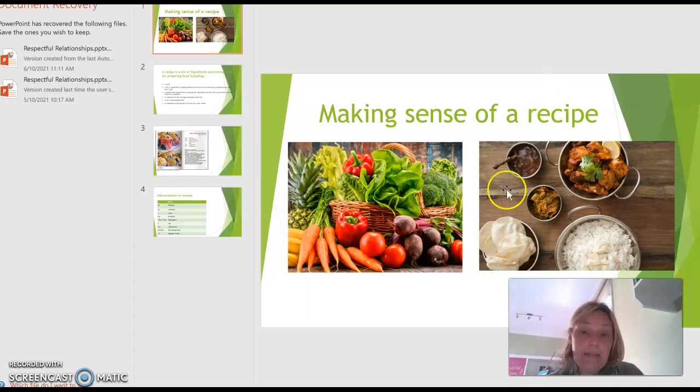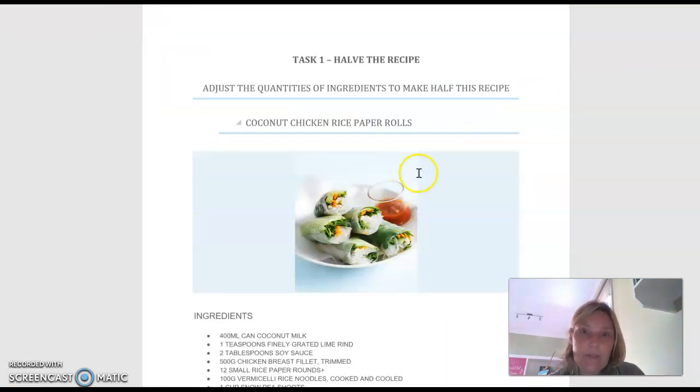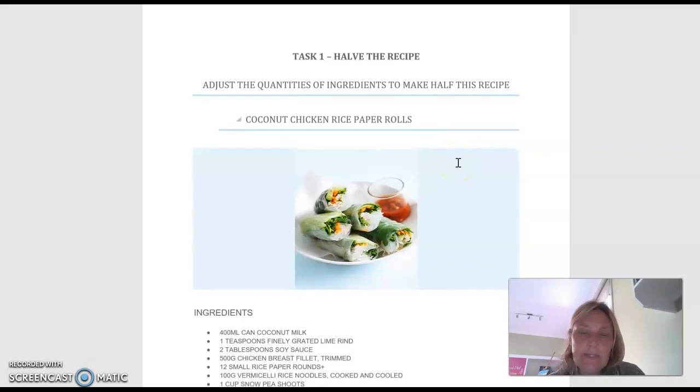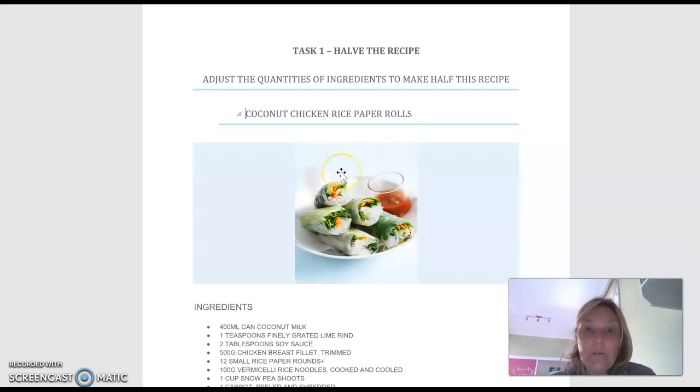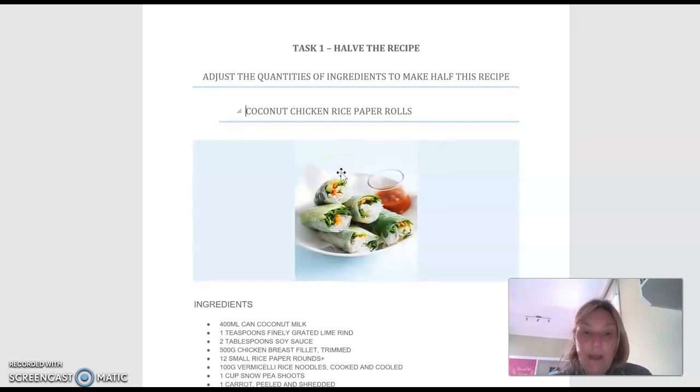So the next thing I want to show you and tell you what we're going to do today is I've got a recipe here called coconut chicken rice paper rolls, and we're going to make these on Tuesday next week. So I would like you to read through this recipe very carefully. And this quantity is too much for 2 of you to make. So I want you to have a go at halving this recipe. So it just means when you look down here at the ingredients, and I'll bring it up for you in a second, that you halve each quantity.